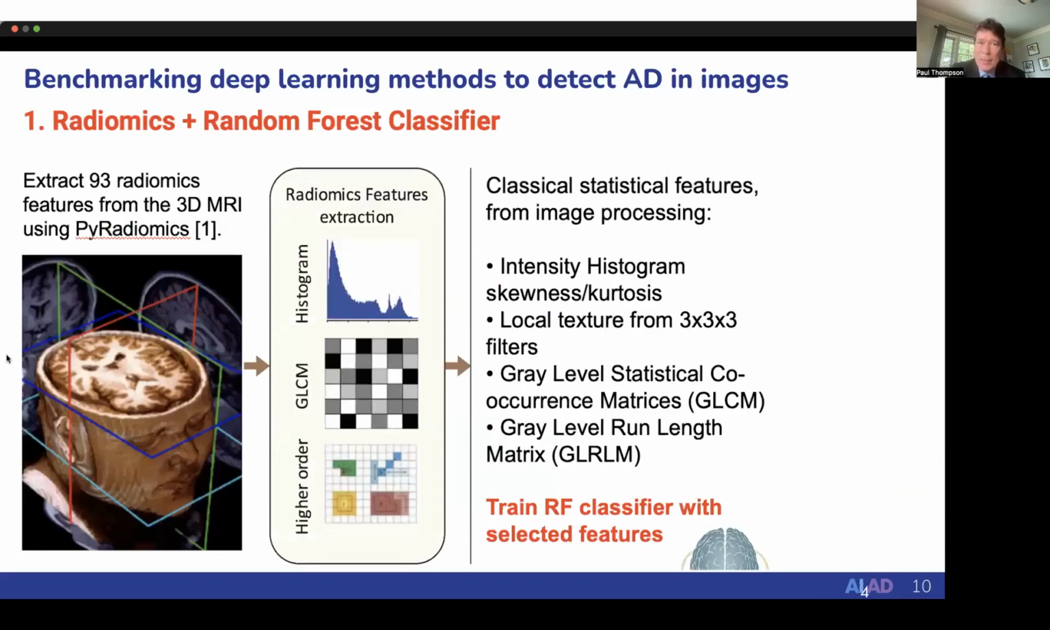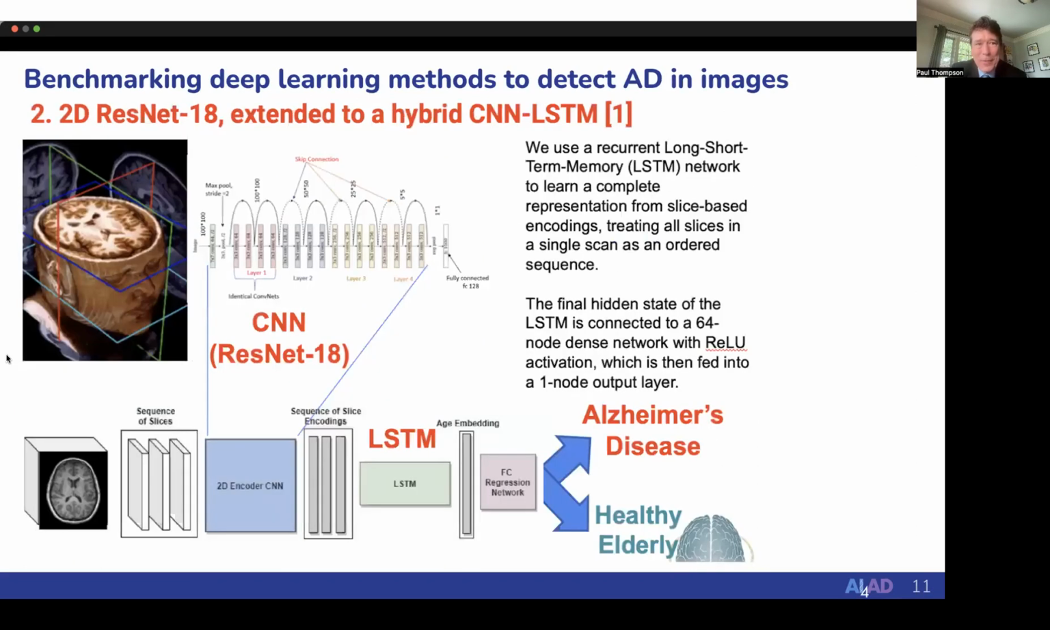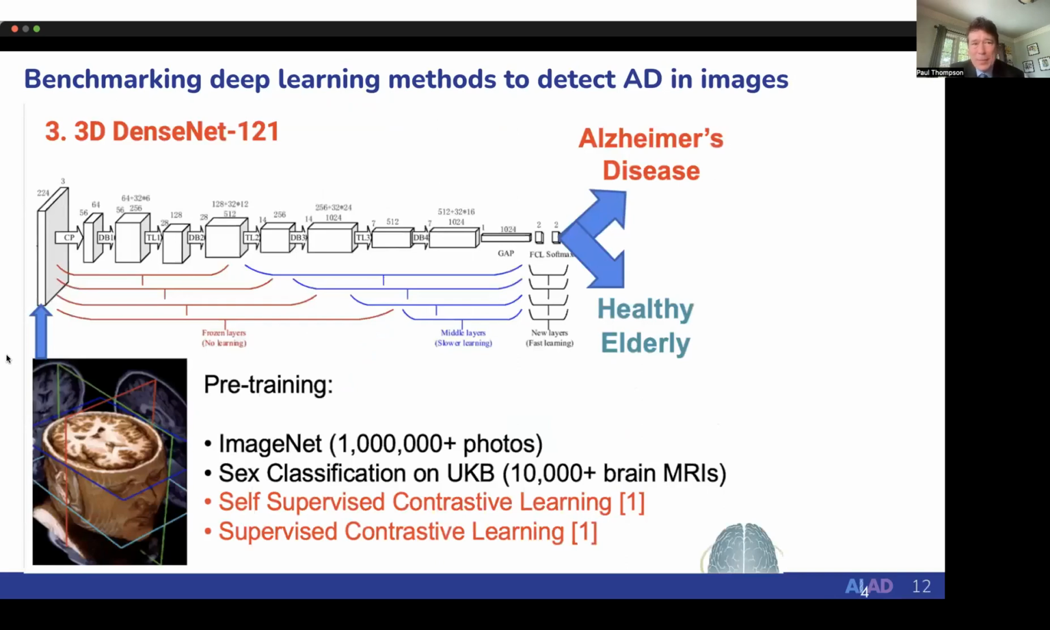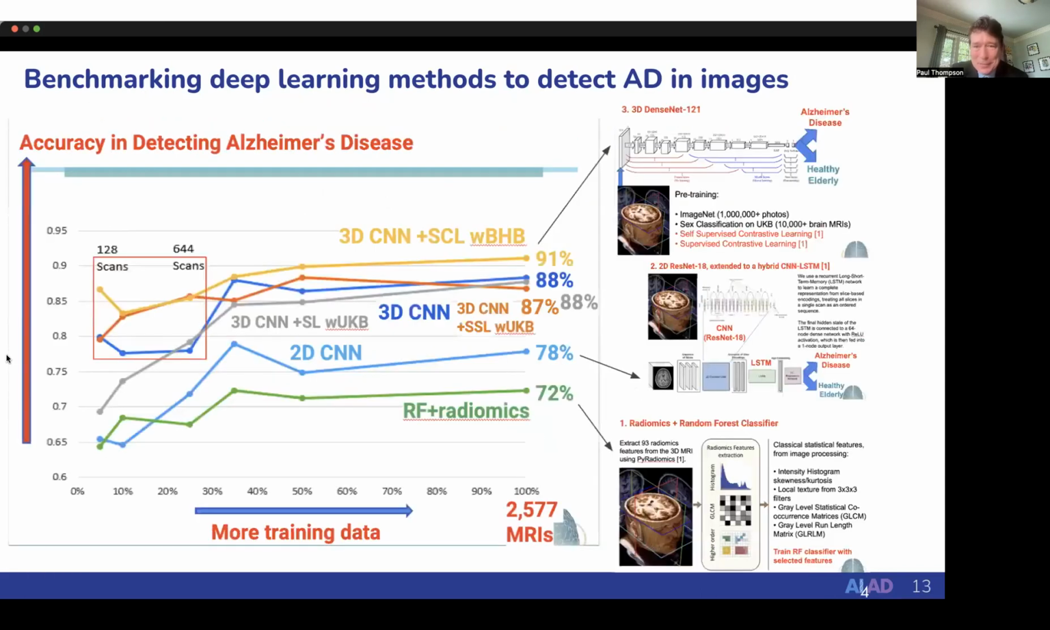So we've been benchmarking deep learning methods to detect Alzheimer's in images, really comparing the accuracy of different approaches. This is one that derives so-called radiomic features, texture, various features from the histograms of the images. We've been trying deep learning methods based on sequence artificial intelligence, so-called LSTMs, that read in a series of image slices and make a decision. And also we've been adapting to 3D popular computer vision models such as DenseNet, which are often pre-trained on photographs, MRIs, and with various sophisticated methods.